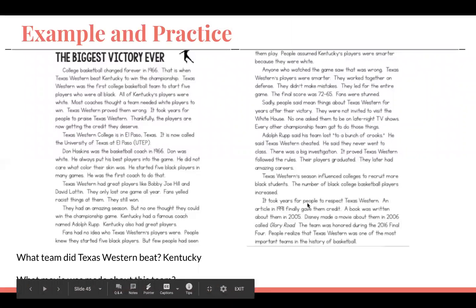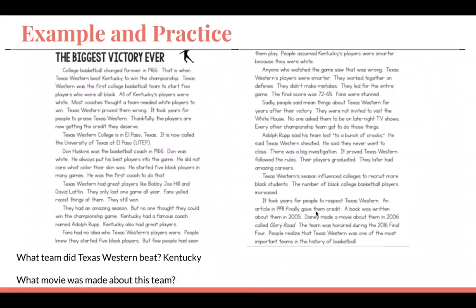Let's look for similar words. Movie, movie, movie. So we're just going to scan through. Tell me when I find the word movie. Look at my mouse. Right there. Okay, let's keep reading. Disney made a movie about them in 2006 called Glory Road.